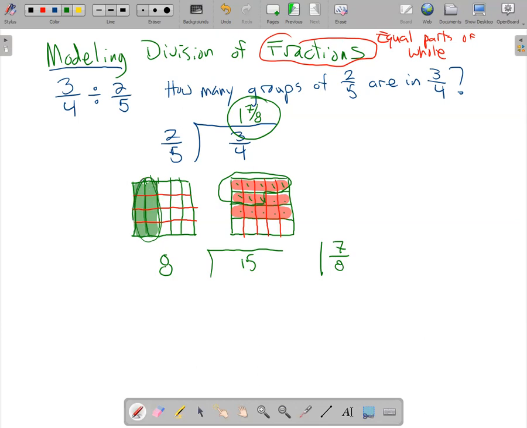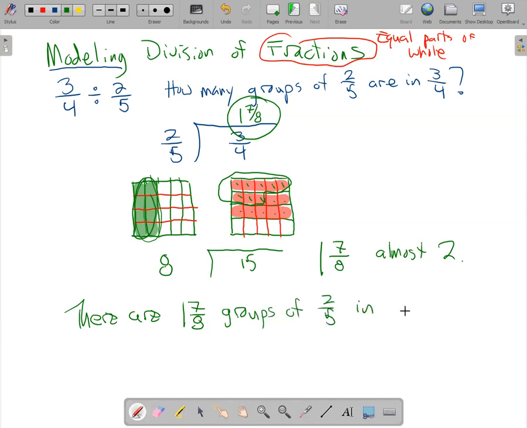Yeah, I'm looking for how many of these live here. There's almost 2 of them, not quite. So what have I found? There are 1 7/8 groups of 2/5 in 3/4. So that means 3/4 divided by 2/5 is 1 7/8.